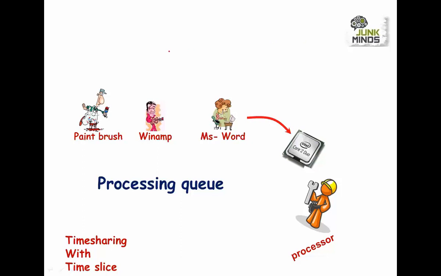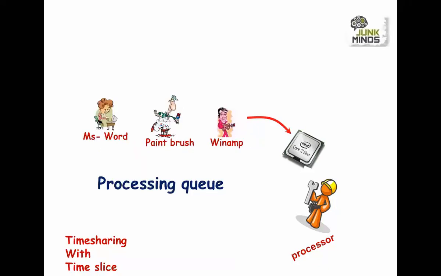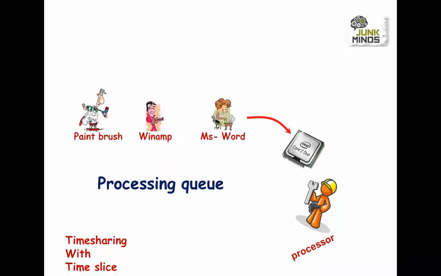So every application gets services of this processor for a specific interval. Something like this happens. Now the question that I need to answer is, if these threads are getting services one after the other, then why don't we realize it? See, it literally happens like this: MS Word gets services for some time, it goes back. Winamp gets services for some time, it goes back. Paintbrush gets services for some time, it goes back, and then comes MS Word.